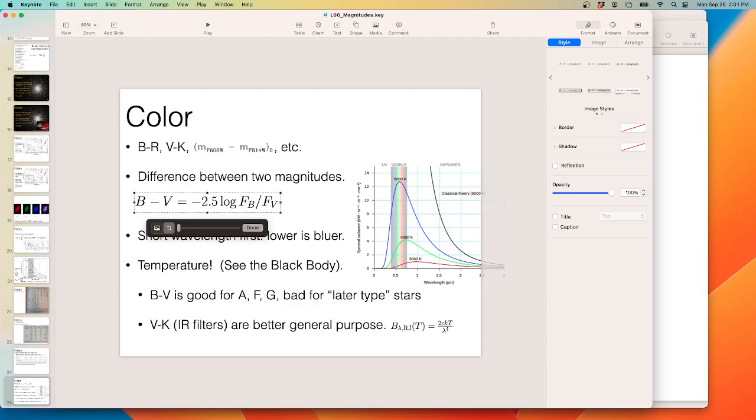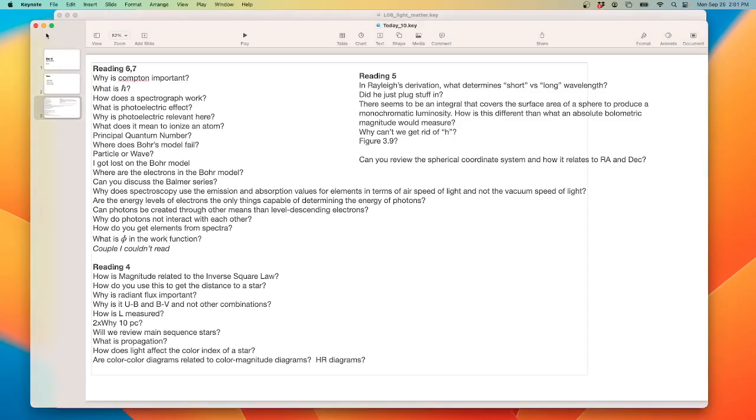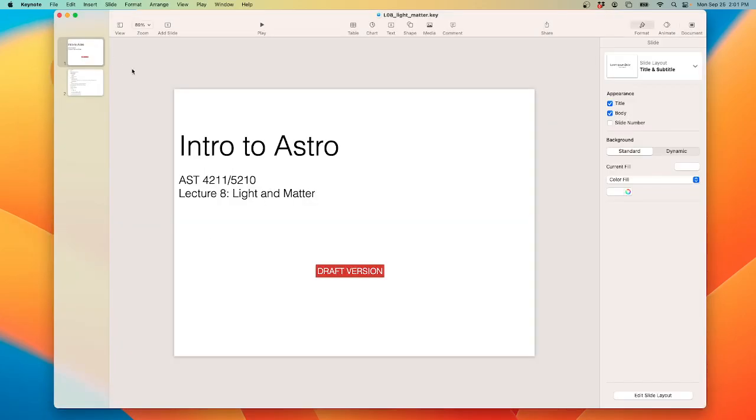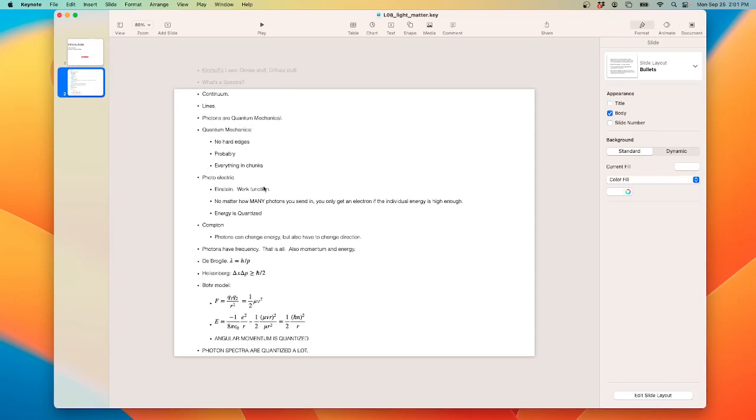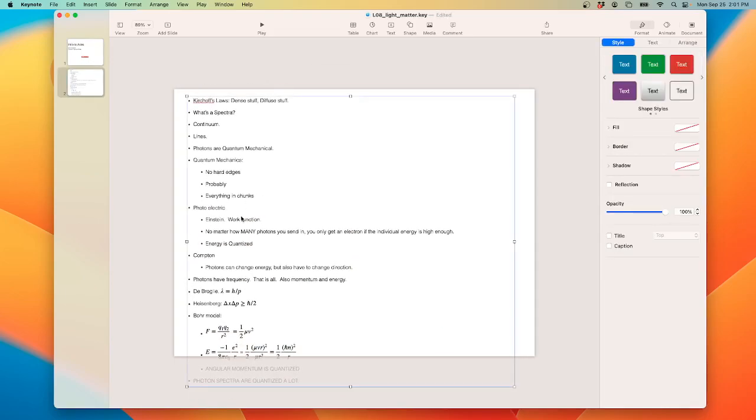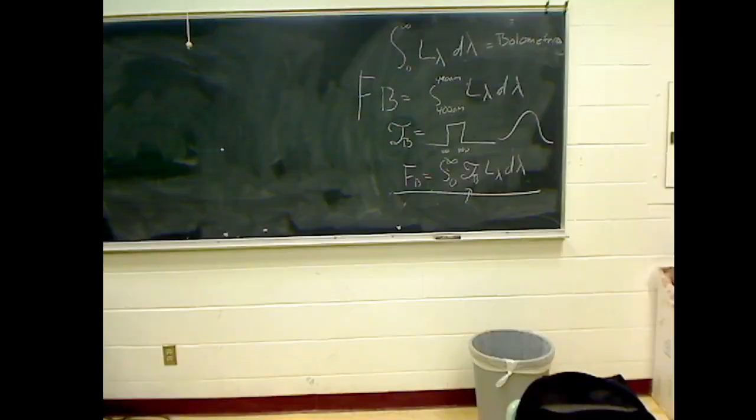Right, now I'm going to talk about quantum mechanics. These are slightly rough notes. I don't have nice slides yet. So we will go over here.